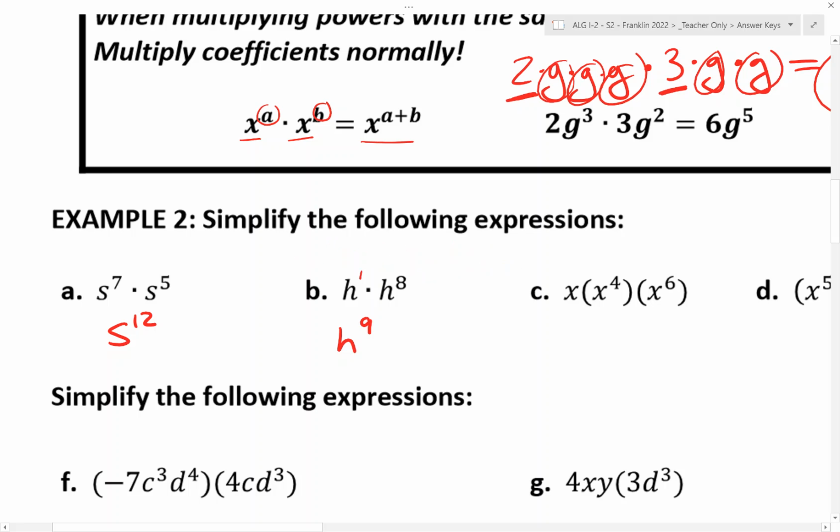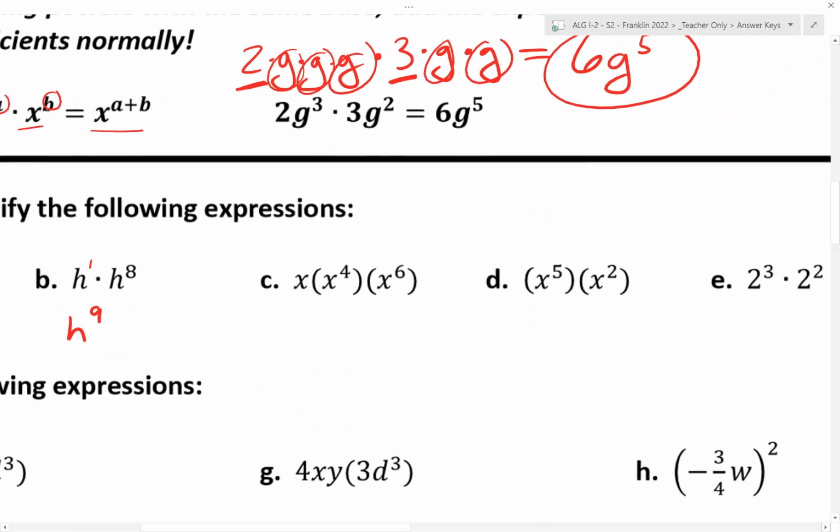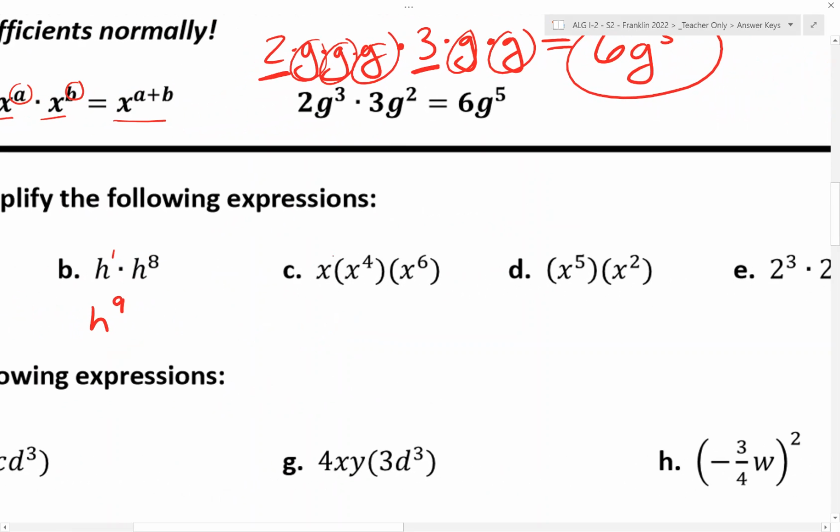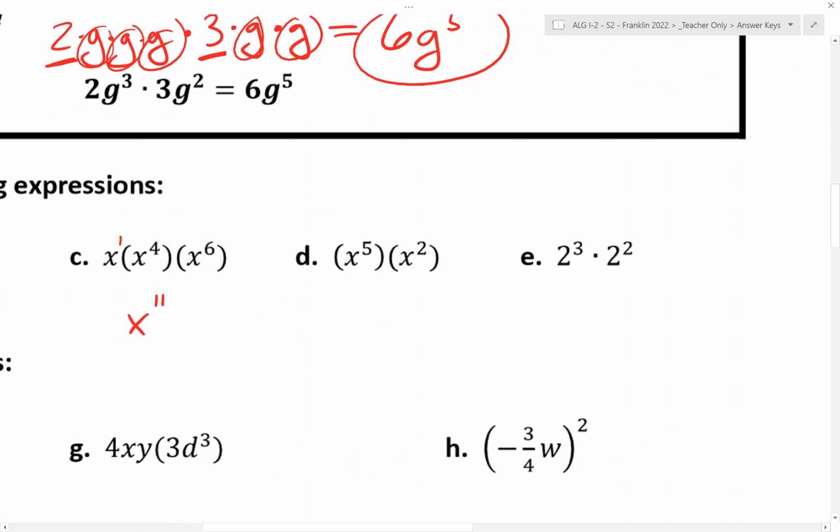And that's really what's happening when you're multiplying these together. You're really just counting up how many of that variable there are. Example C, we've got 1x here, 4x's here, and 6x's here. So all together, that's 11 x's, x to the 11th. 1 plus 4 plus 6. Similar here, x to the 5th times x squared. Add them up. 5 plus 2 is 7, x to the 7th.